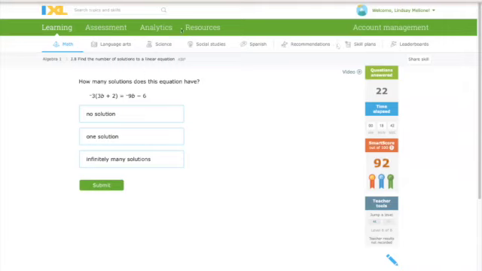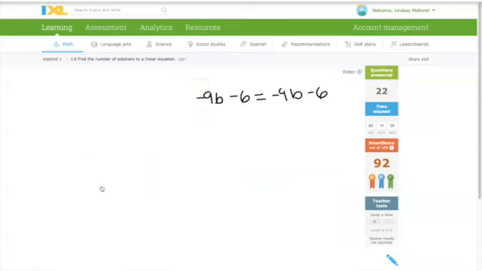Next, how many solutions? Well, I've got a little bit of work to do. I'm going to go ahead and distribute that. So -3 times 3 is -9, and the b just hangs out. -3 times +2 is -6. So that's my left side. On my right side, I have -9b minus 6. It's exactly the same. Because it's exactly the same, infinitely many solutions will be your answer.